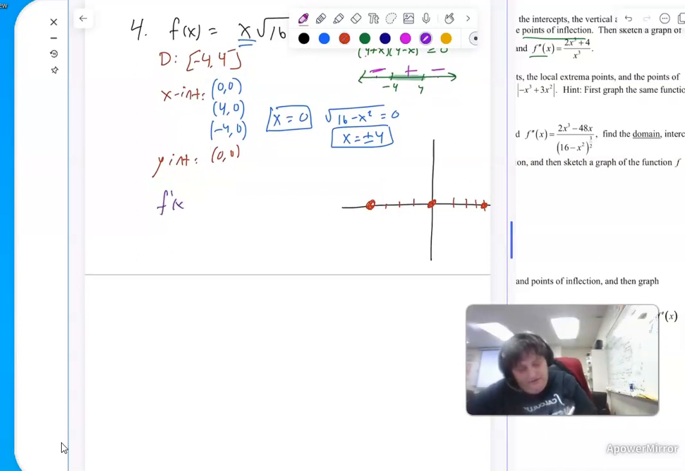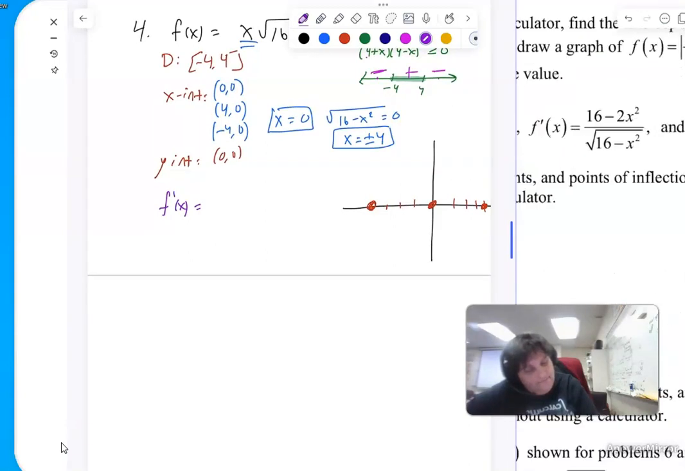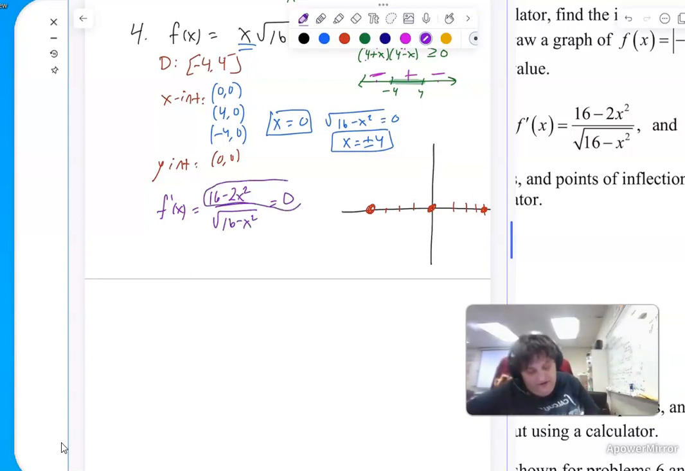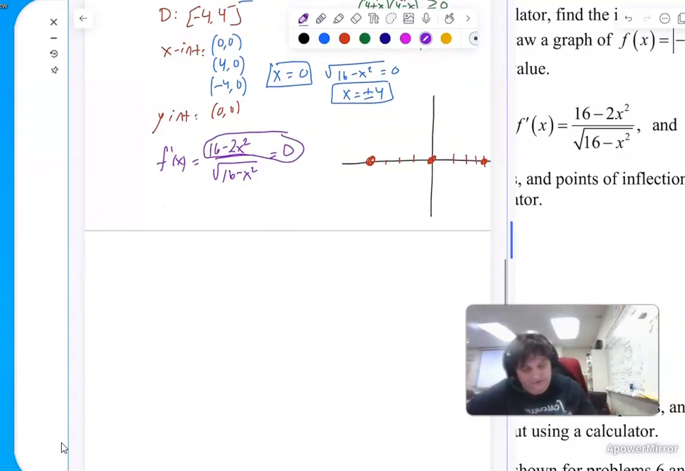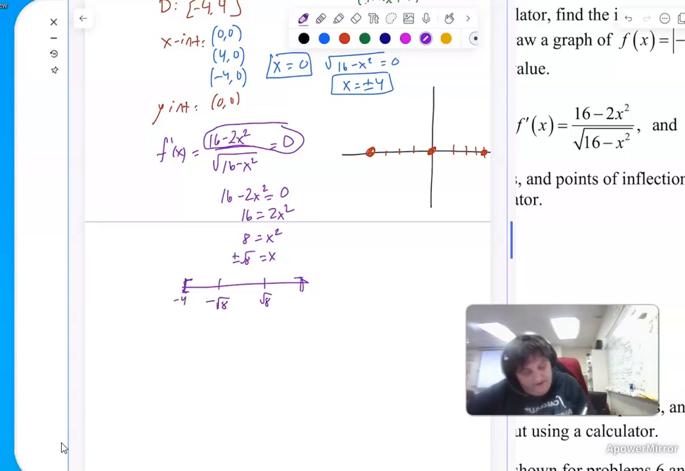Cool. Now my first derivative, it gave it to me, was, here we go, 16 minus 2x squared over the square root of 16 minus x squared. Okay, well again, I'm really just looking for when the top equals 0, the bottom only equals 0 at 4 and negative 4, those are my endpoints. So I'm trying to solve this. Well, if I get 16 equals 2x squared, 8 is x squared, so x is plus or minus square root of 8. If I make a sign line graph, and this time, you guys, my sign line graph only goes from negative 4 to 4 because that's the interval that I'm on, okay?